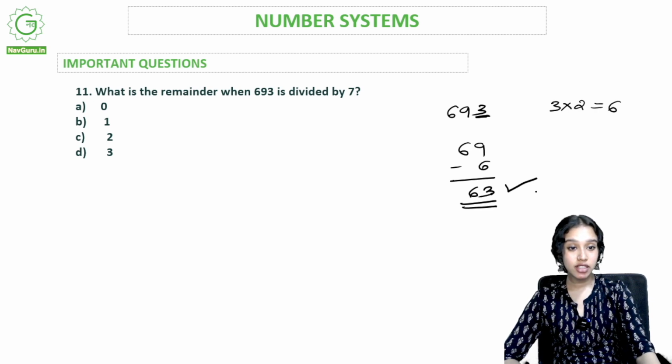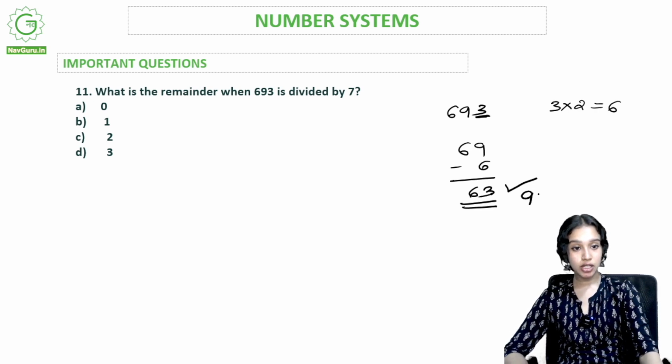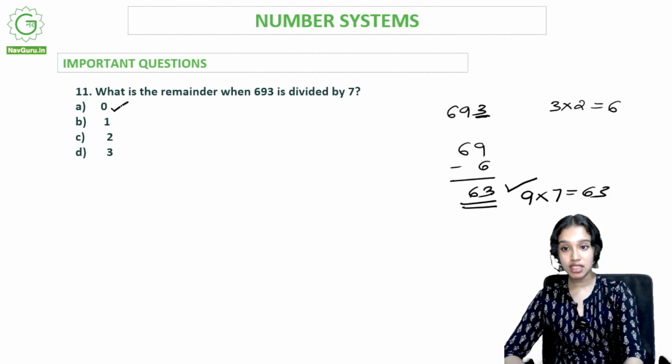Is this divisible by 7? Yes, it is, because 9 into 7 equals 63. So the remainder here is 0.